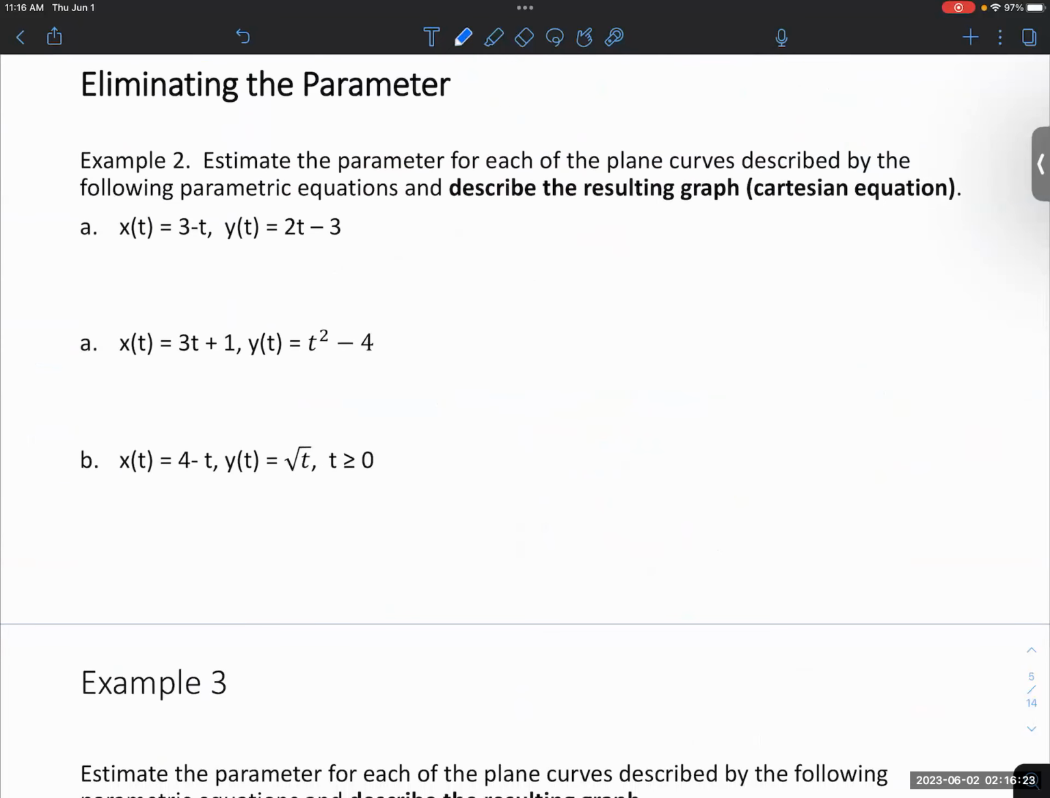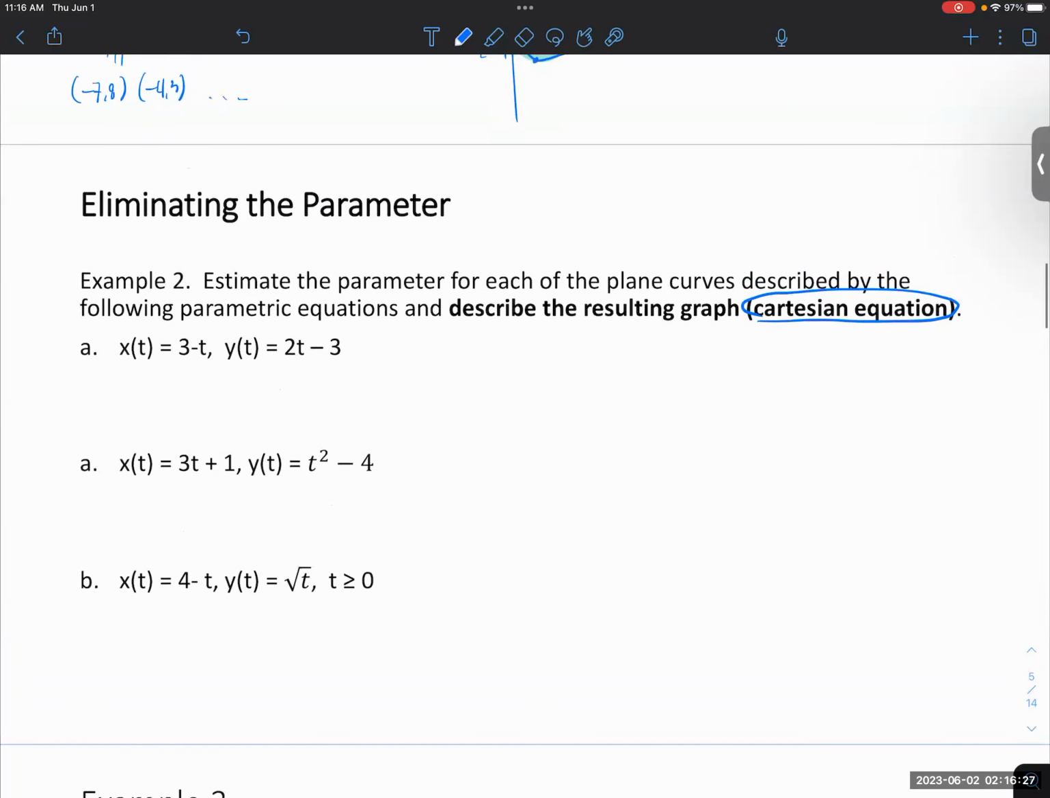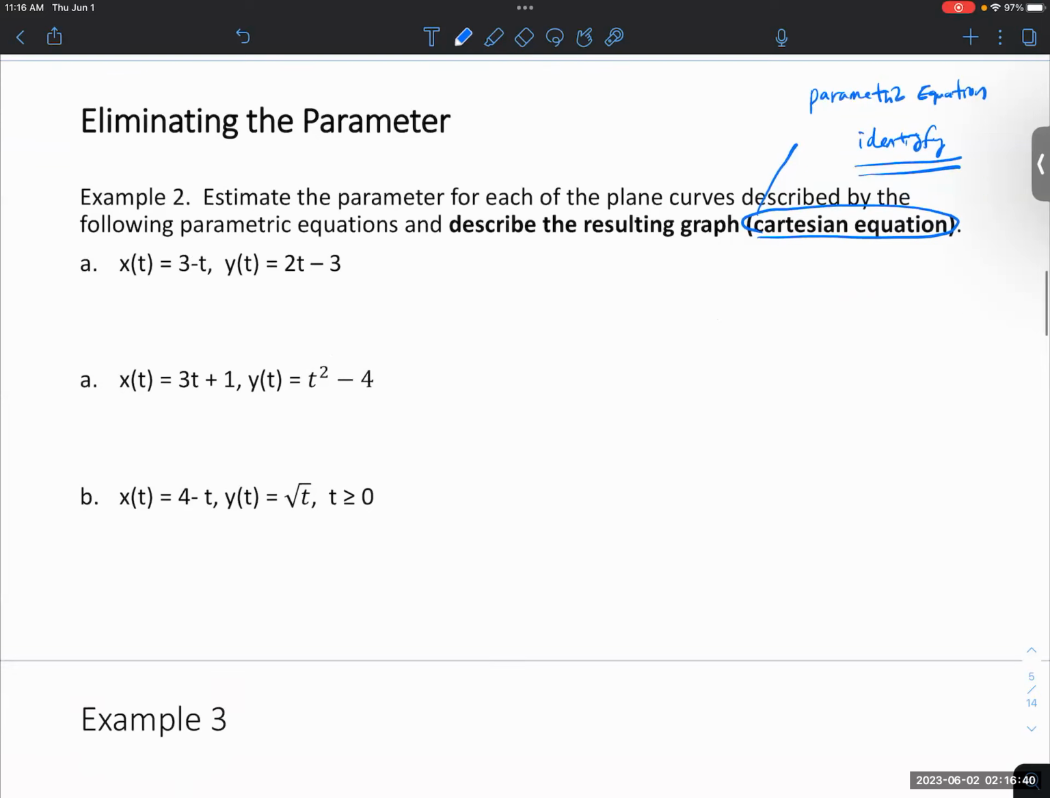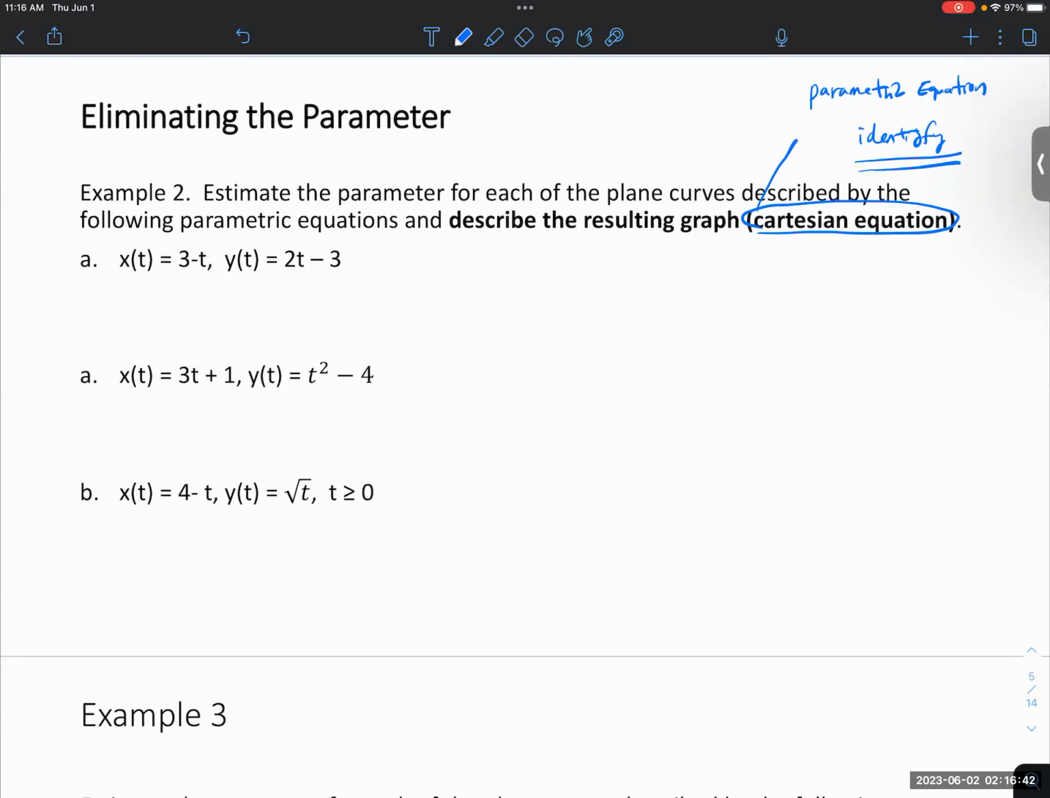I want to find out the Cartesian equation. So specifically, the Cartesian equation is going to be the same as the parametric equation. This time, we are going to identify what that is. Okay. All right, let's take a look at example ABC one more time. So look at letter A. Now you can graph it.